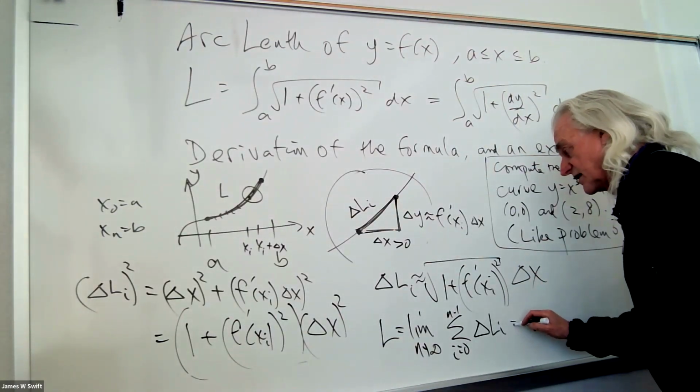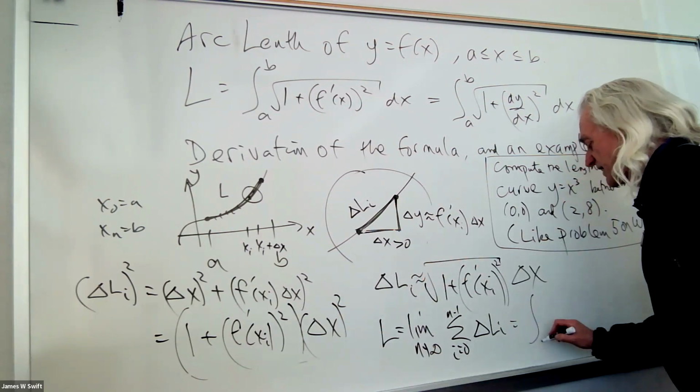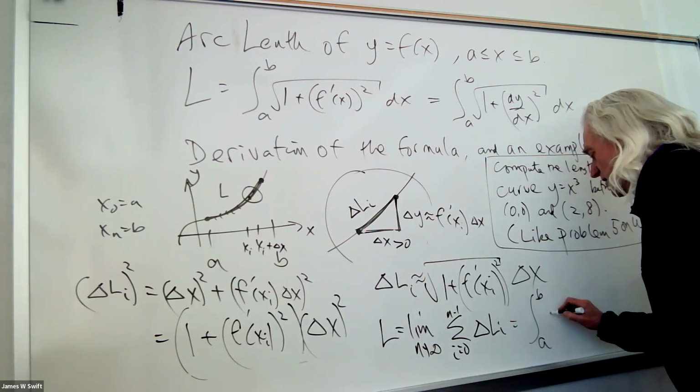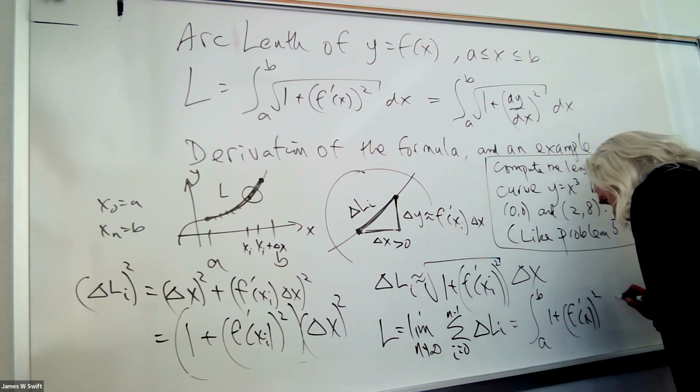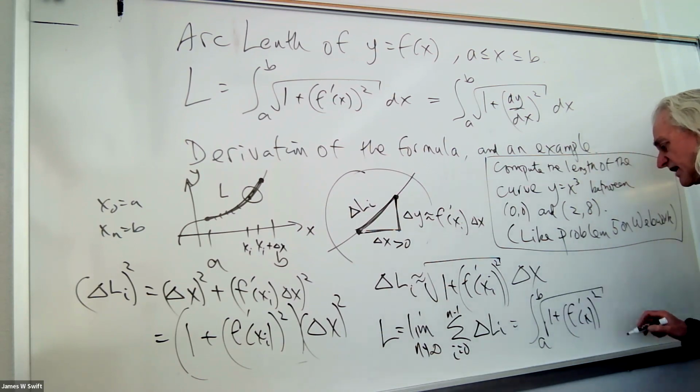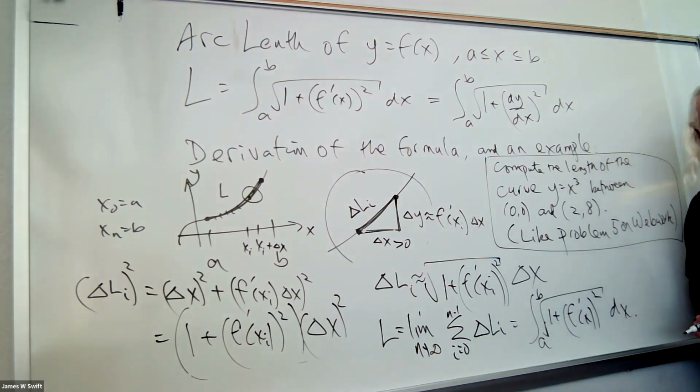So I just take that and take the limit as n goes to infinity, and I get the integral from a to b of the square root of 1 plus f prime of x squared, dx. Cool.